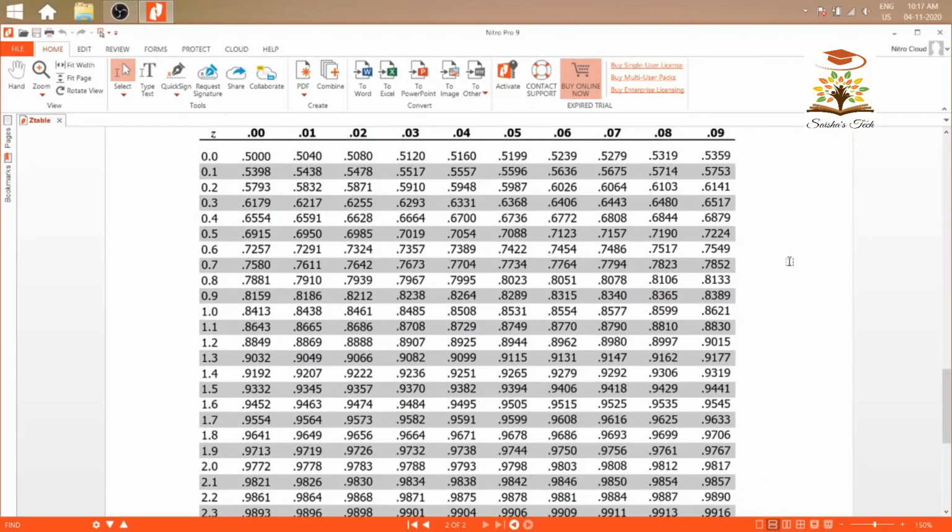With the chosen 5% significance value, the acceptance region would be 1 minus 0.05, that is equal to 0.95. If we search the nearest value for 0.95 in the Z table, it is 0.9495. Hence, the Z value would be 1.6 plus 0.04, which is equal to 1.64.